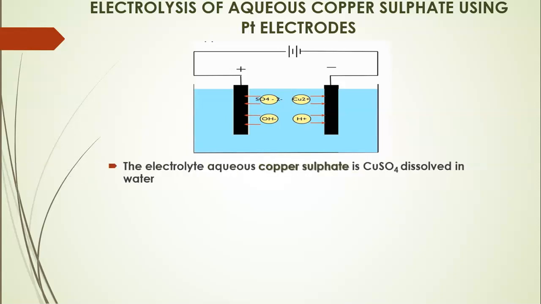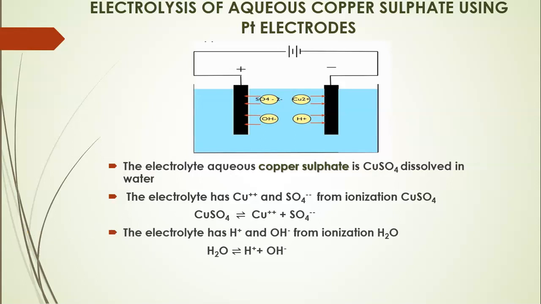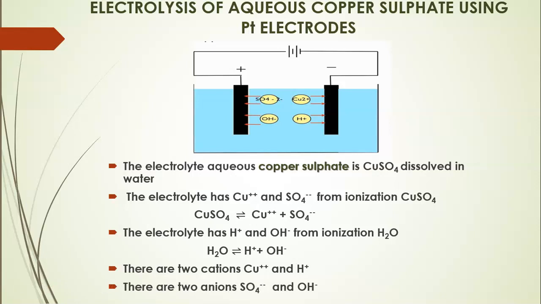The electrolyte is aqueous copper sulfate, that is, copper sulfate dissolved in water. The electrolyte has copper ions and sulfate ions from ionization of copper sulfate. The electrolyte has hydrogen ions and hydroxyl ions from ionization of water. There are two cations, copper ions and hydrogen ions, and two anions, the sulfate ions and hydroxyl ions.